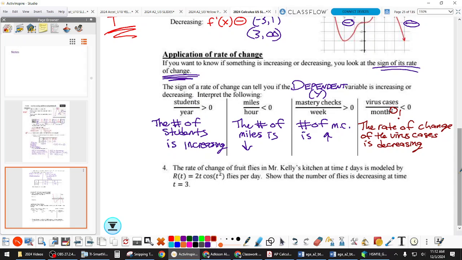And this is per month, right? The rate of the cases actually needs to say per month right there. The rate of change in cases per month. That makes sense. Okay. All right, last one.